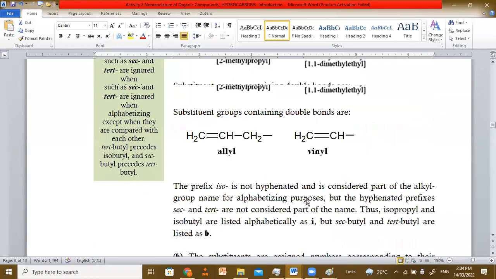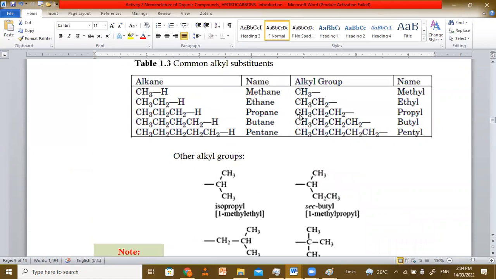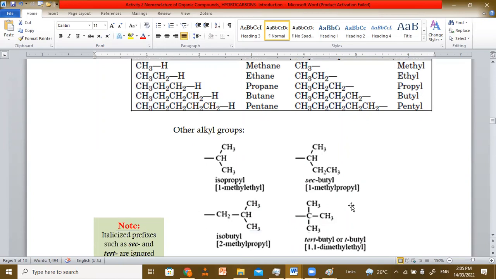Sometimes there are other substituents that I just have to familiarize you with. For example, when you have three carbon atoms, you name that propyl if the bond to the main parent chain is on the terminal carbon. But if the covalent bond connecting to the parent chain is on the second carbon atom of the three carbons, we call it isopropyl. For butyl, if it's not on the terminal carbon and the bond to the parent chain is on the second carbon, then you have secondary butyl.